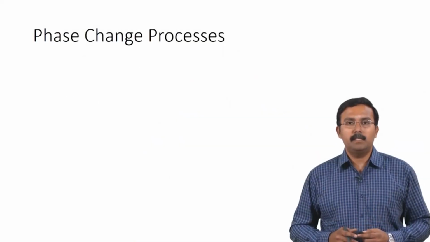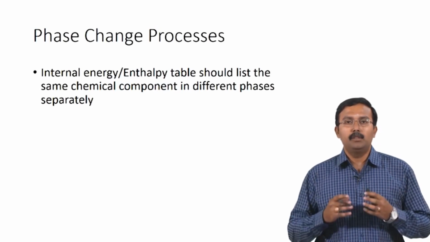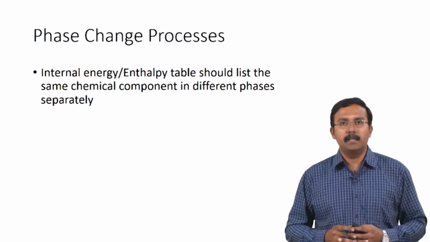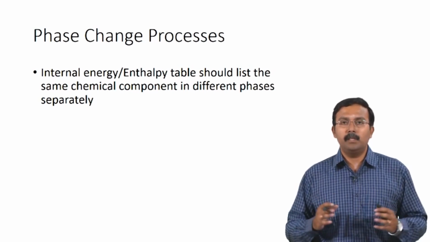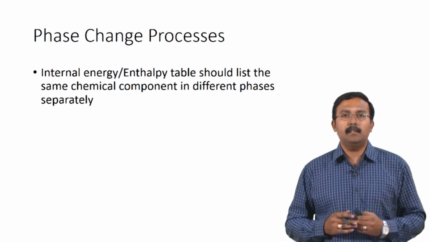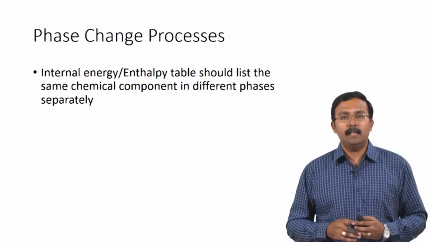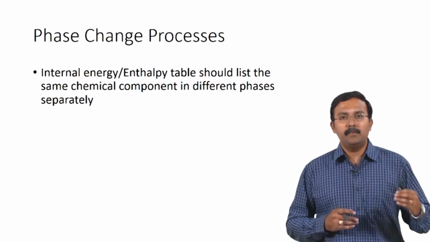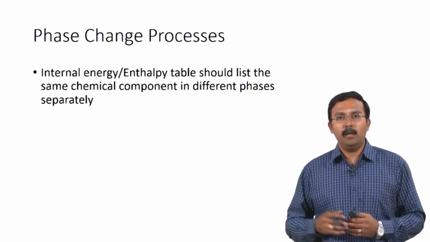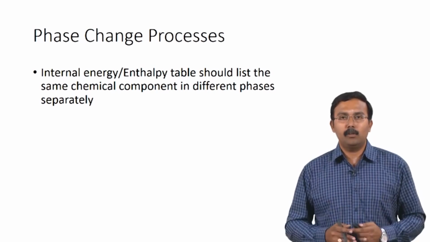First thing we need to remember is, for phase change operations, the internal energy or the enthalpy table should list the same chemical components which are occurring in different phases separately. So, when we build the enthalpy table during the energy balance calculations, we usually list out all the components that are present in the system. Here there are phase changes happening. To explicitly account for that, we need to ensure that the different phases are distinctly listed. For example, if you have methanol liquid and methanol vapor coming in, then these should be listed as methanol liquid and methanol vapor, although they are the same chemical component.